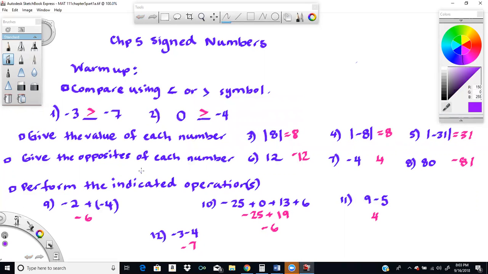All right, so when we look at the warm-up, hopefully you did it correctly. The first one is -3 is greater than -7. The second one, 0 is greater than -4. Given the value of each, we're dealing with the absolute value. Absolute value just means the distance from 0.